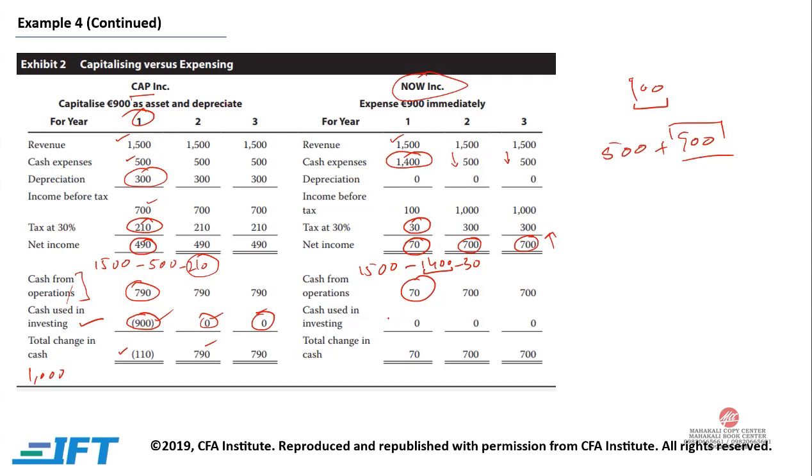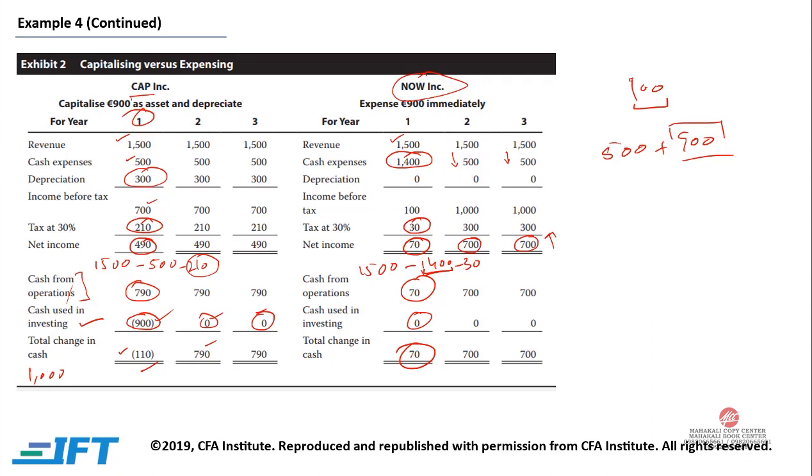Now cash used in investing would be 0 because we have shown it in expense, so it is already expensed, it is already coming under cash flow from operations. And the total change surprisingly is 70. It is different from capitalizing, that is minus 10.